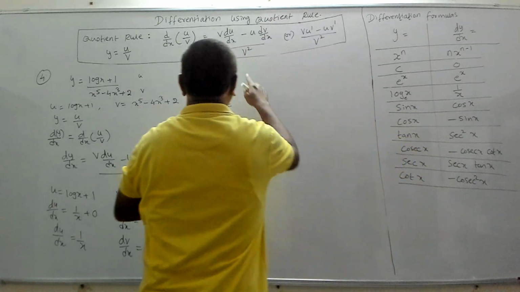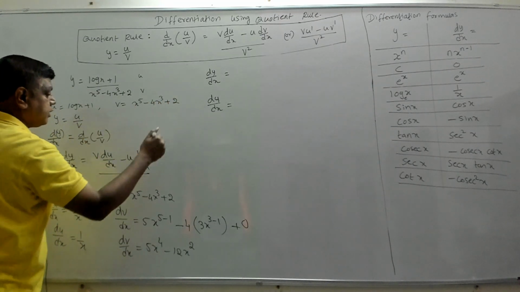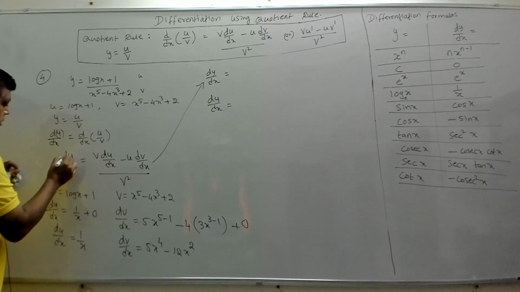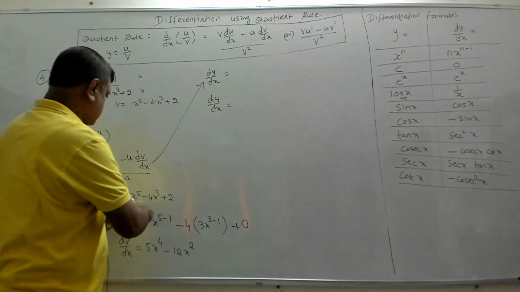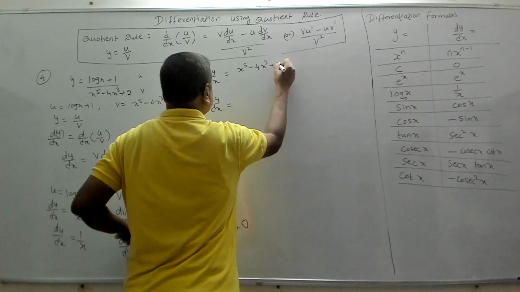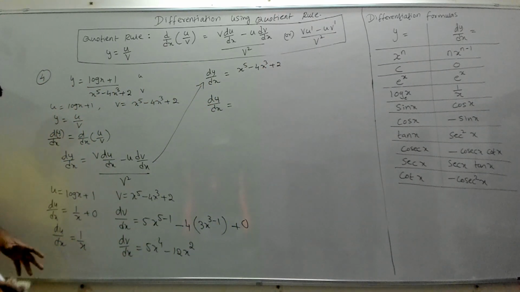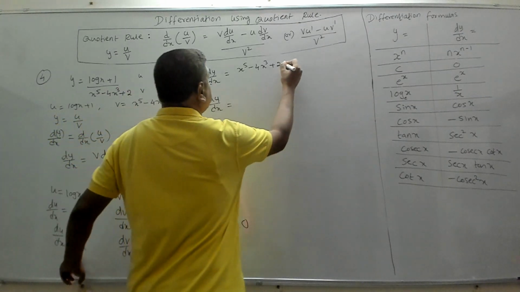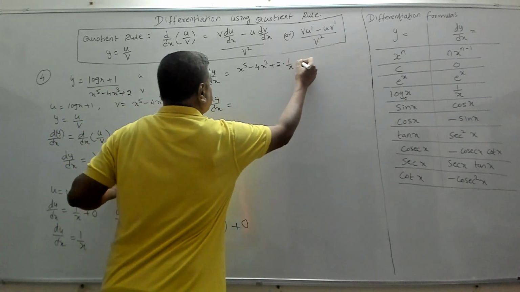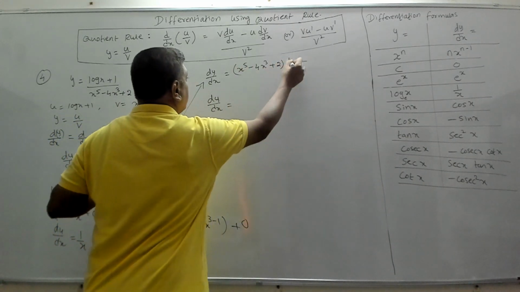So our dy by dx is v into du by dx, that is, v is x power 5 minus 4x cube plus 2. I'm substituting this v there, so v into du by dx. Du by dx is 1 by x, so it is into 1 by x, then minus, we have to put the bracket here, this whole into 1 by x.